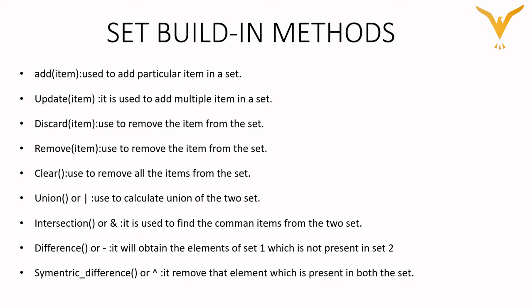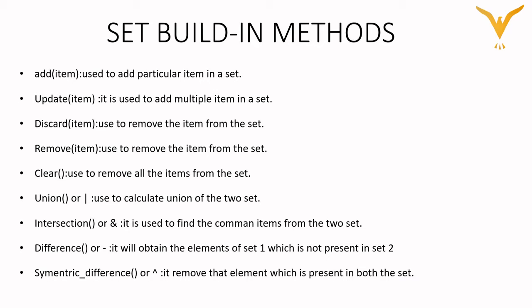Next we have the clear method, which is used to remove all the elements from the set. Then we have the union method. Union method is used to calculate the union of two sets. For union we can also use the OR operator. Next we have intersection. Intersection method is used to find the common items from the two sets. Then we have difference. It is used to obtain the elements of set 1 which are not present in set 2. Then we have symmetric difference. It removes the elements which are present in both the sets.